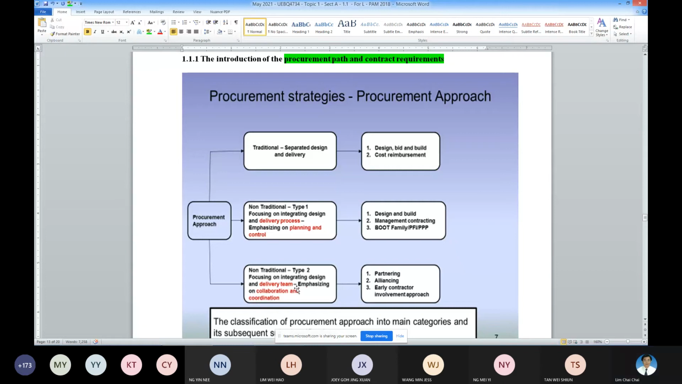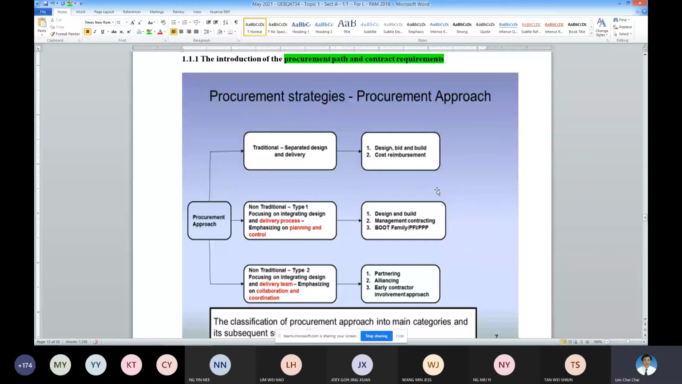And then the next, non-traditional type 2. Here is delivery process, here is delivery team, see? And it focuses on collaboration and coordination. Here, delivery process, planning and control, type 1. This one is type 2, delivery team, collaboration and coordination. So we are talking about partnering, alliancing, and early contractor involvement. So these are the types of procurement approach that you come across.